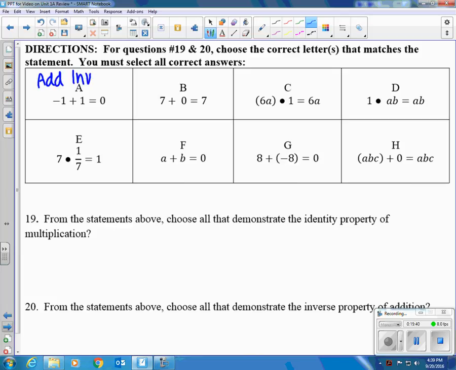Because remember, when I add my opposite numbers, or my inverses, then I get 0. This is my additive identity again, because 7 plus 0 is 7. It retained its identity. This is my multiplicative identity because I'm multiplying by 1. The next one, the same thing. It's also a multiplicative identity.